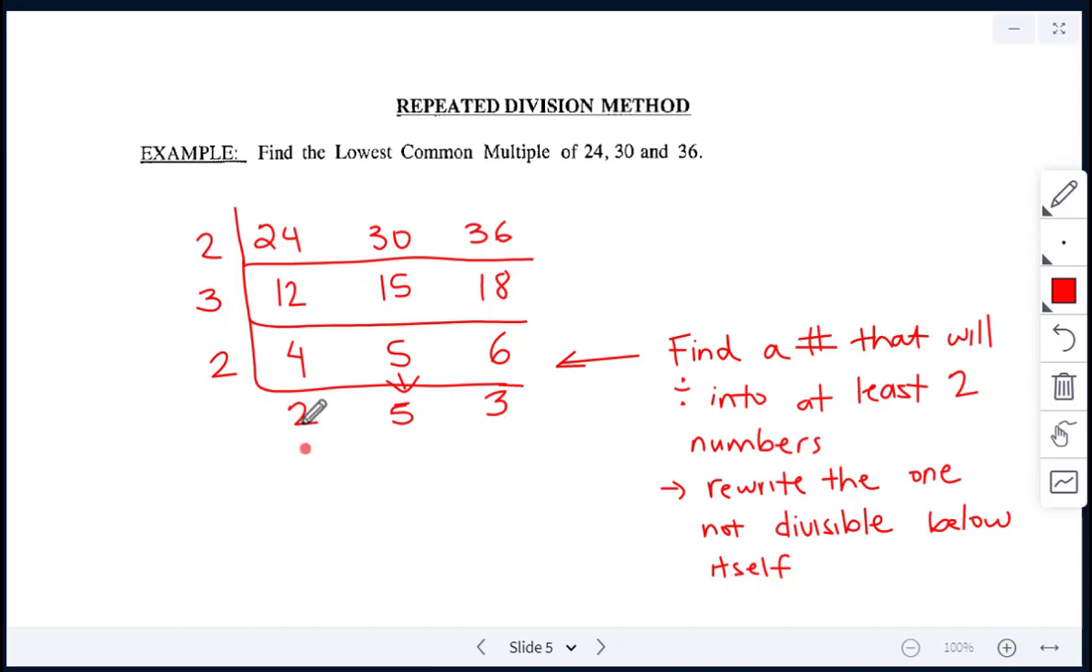All right, and now we are finished. These are all prime numbers here. So the lowest common multiple is going to be all the factors, all of them. So all of the ones on the left and all the ones on the bottom. So the lowest common multiple is going to be 2 times 3 times 2 times 2 times 5 times 3. All right, and that gives me 360. And again, you can multiply this in your head or you can put it into your calculator to get that lowest common multiple.